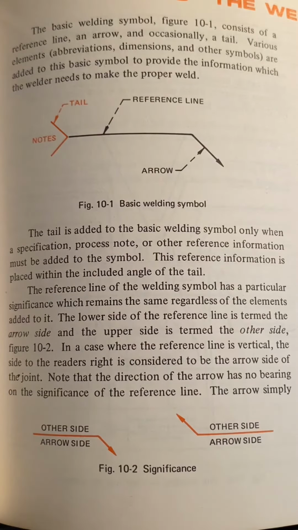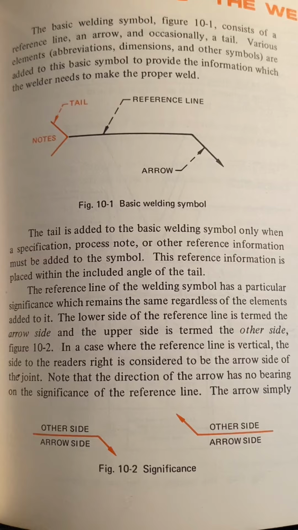The reference line of the welding symbol has a particular significance which remains the same regardless of the elements added to it. The lower side of the reference line is termed the arrow side. The upper side is termed the other side.